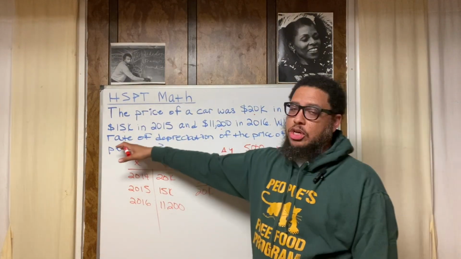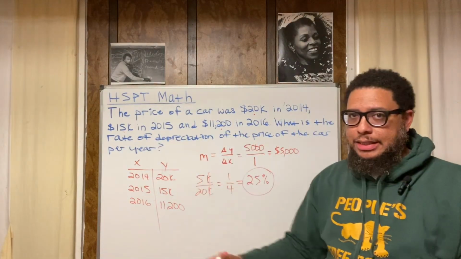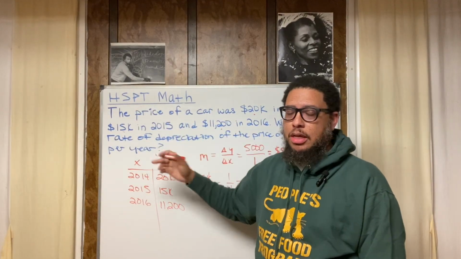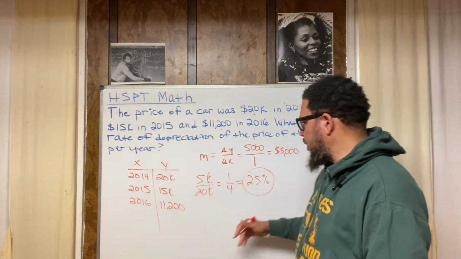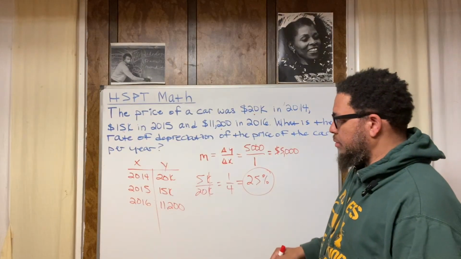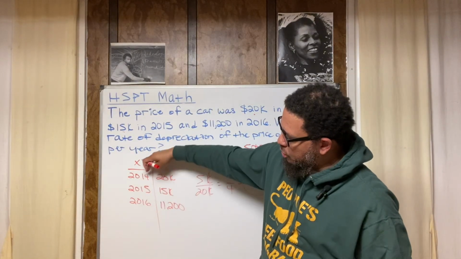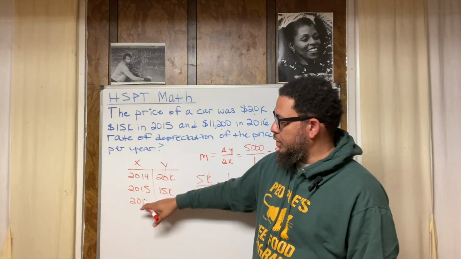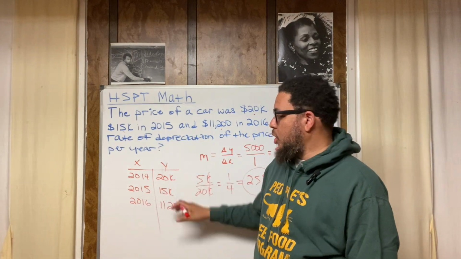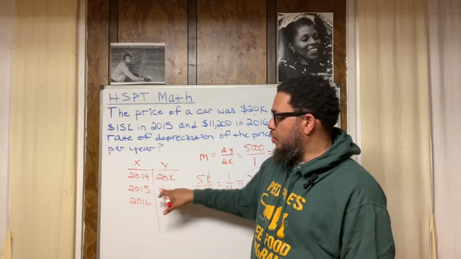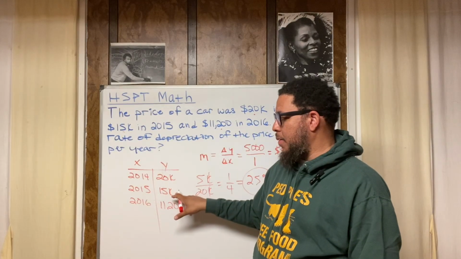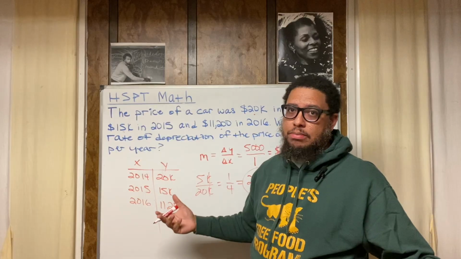Now, when we deal with rate of depreciation, it's constant. It's a constant rate of change. So if you was doing this problem on the HSPT, it would be multiple choice more than likely, right? You could stop there because the rate of change between 2014 and 2015 is going to be the same rate of change between 2015 and 2016. So you wouldn't have to find the difference and then find the percentage out of the original amount. All right. But because we got time, we could do it.